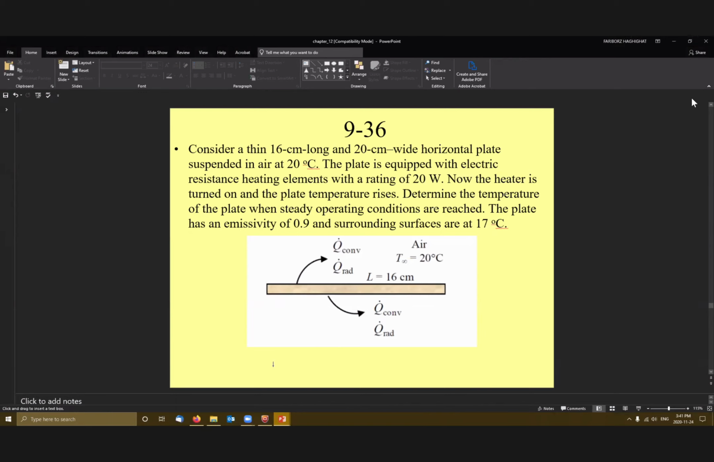You have to have energy balance. 20 watt is coming in, equal to the energy loss by radiation from top and bottom, plus Q convection from the bottom, plus Q convection from the top. This is the simple energy balance that we have to write down from the beginning.